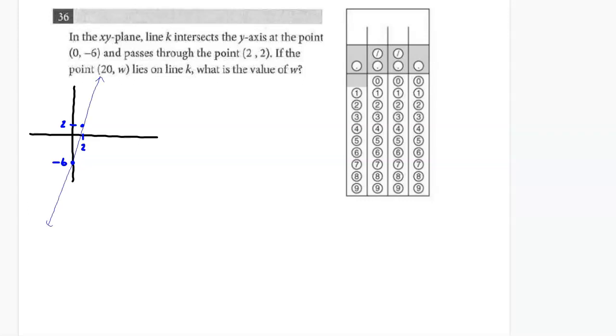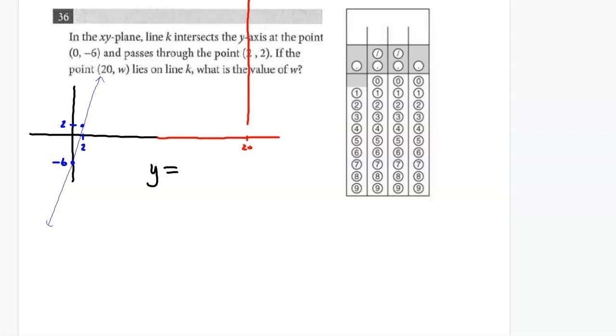And then the final question says, if the point (20, w) lies on that line, what is the value of w? Well, it's going to be way over here. If I extend this out, 20 is way over here, and this point is going to be super high. It's going to go off the paper. So that might not be the best way to do this. The best way might be to write an equation.